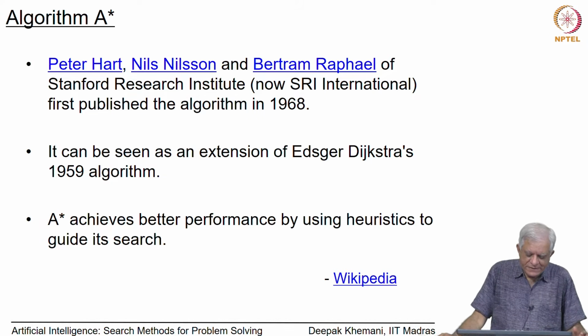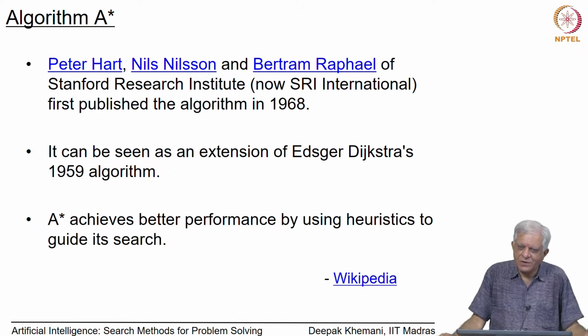We will see that it can be seen as an extension of Dijkstra's algorithm for shortest path, except that Dijkstra's algorithm, as we will see again, does not have a sense of direction, and it is in fact designed to find shortest paths to all nodes in the graph.